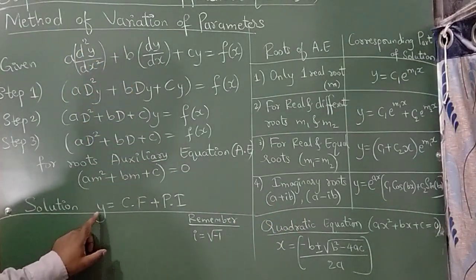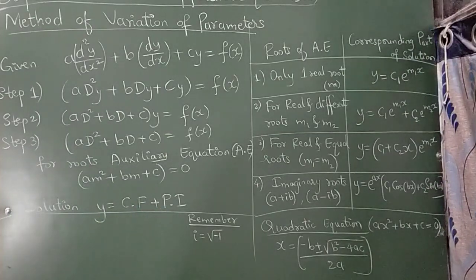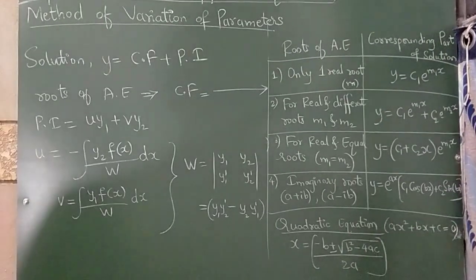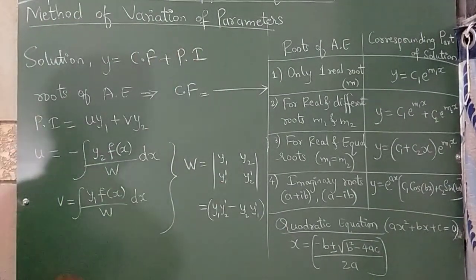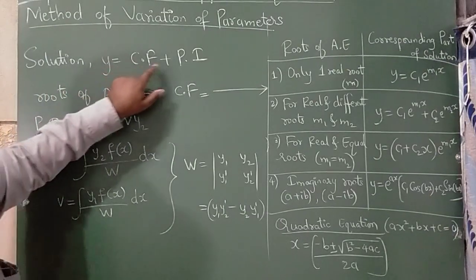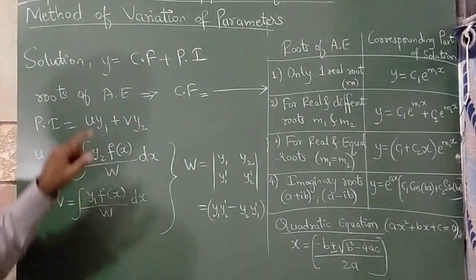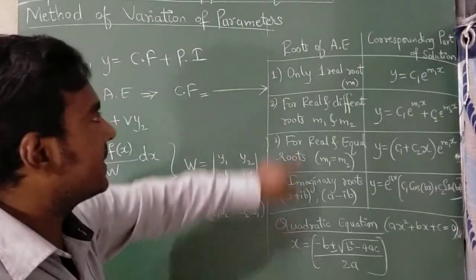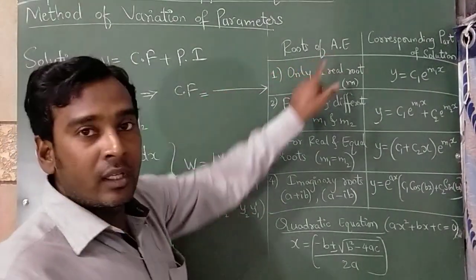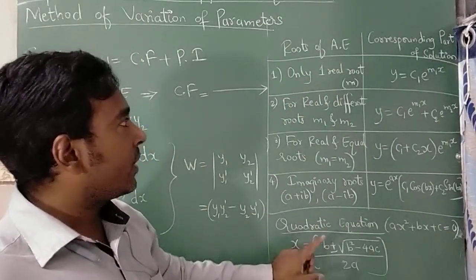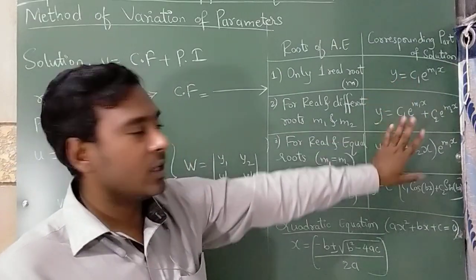Now to solve by the method of variation of parameters, the solution is y is equal to CF plus PI. CF means complementary function. So this CF depends upon this table. Why does it depend? Because of the roots of the auxiliary equation. So whatever x value we are getting, it depends upon this table and the corresponding part of the solution.